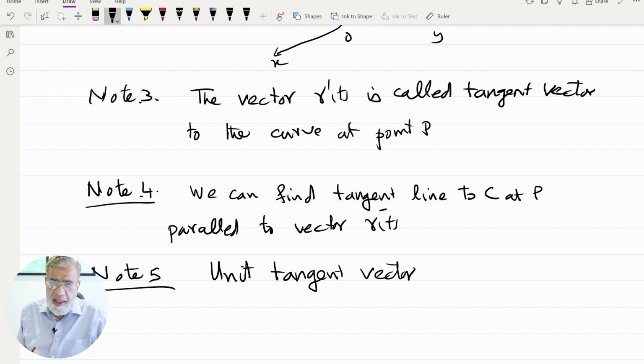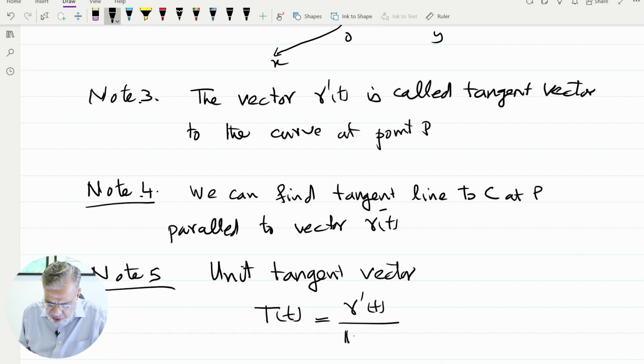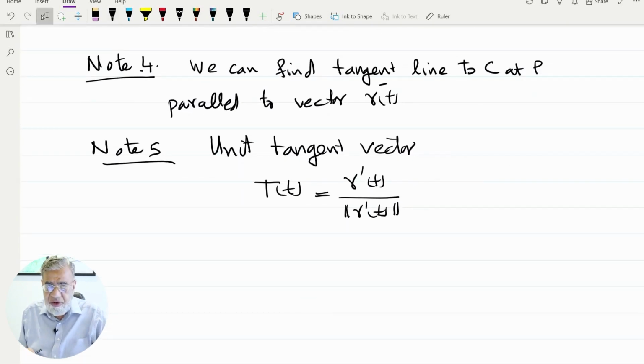Now we have the vector r dash. So if we want to define the unit tangent vector, we just divide by the magnitude of r dash, and that becomes the unit tangent vector. It is denoted by T of t, equal to r dash of t divided by the magnitude of r dash of t. That's my unit tangent vector. I will give you an example to explain this idea which I have just mentioned.